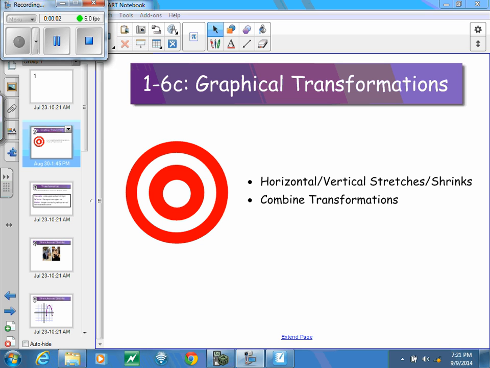All right, congratulations. You made it to day 3 or part 3 of section 1-6, which is talking about the different transformations that are taking place. Today we're going to focus in on the dilations, which are going to be our horizontal and vertical stretches and shrinks. And we're then going to combine all of our transformations, so our translations, our reflections, and our dilations together to see what's happening to our graphs.